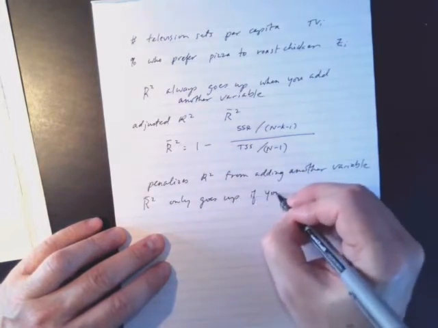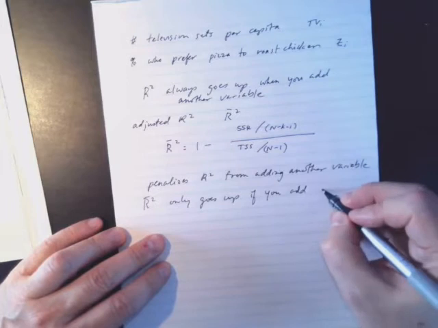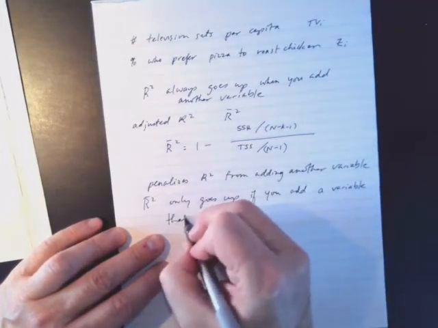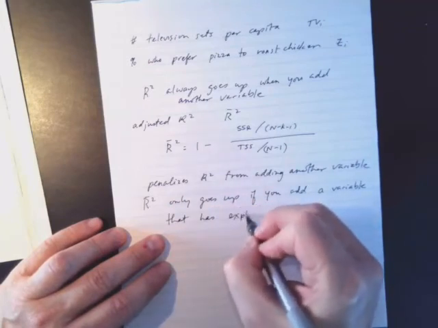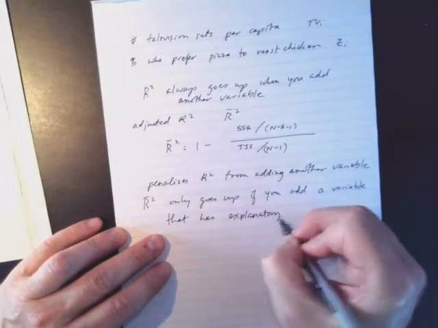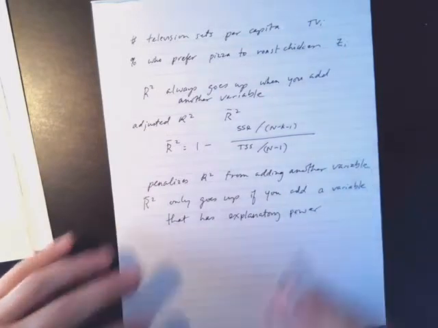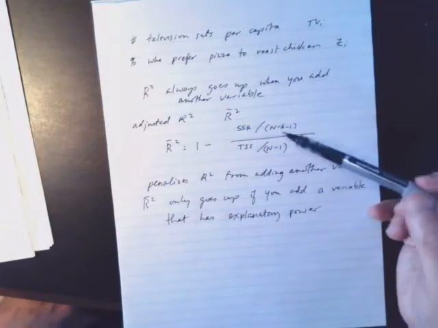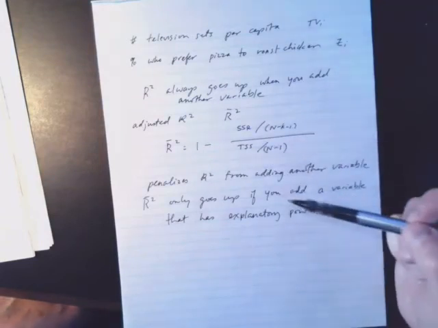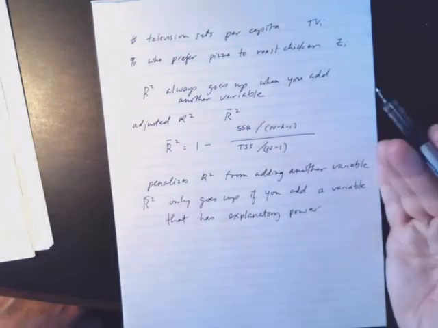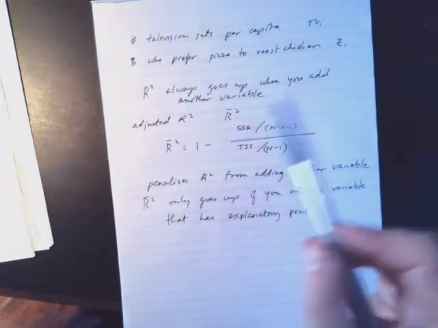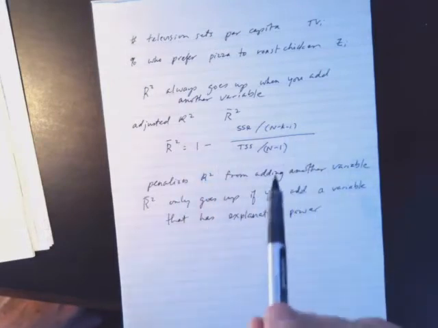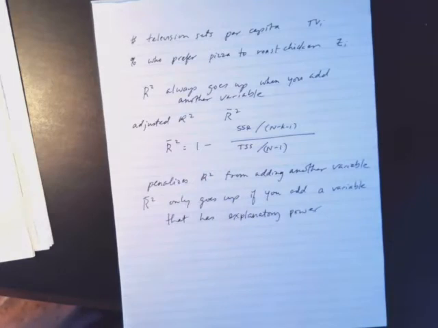So r bar squared only goes up if you add a variable that has explanatory power. How much explanatory power? Well, it turns out, and we're not going to try to prove this, that if the t-statistic of the variable that you add is greater than 1, then the adjusted r squared will go up. If the t-statistic is less than 1, the adjusted r squared will not go up, it'll go down.